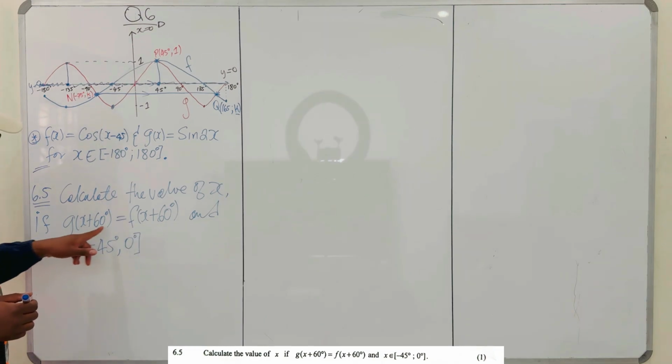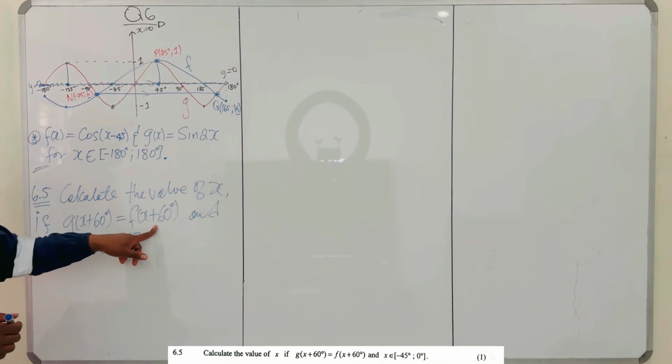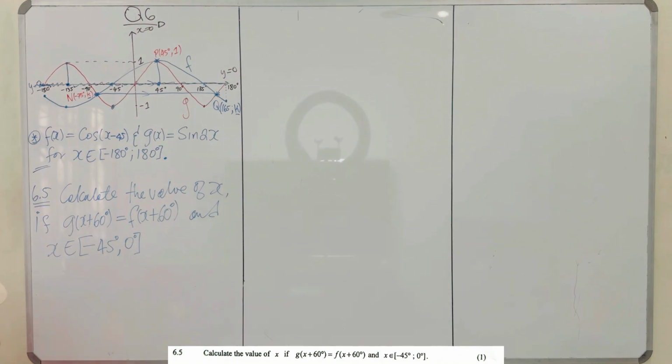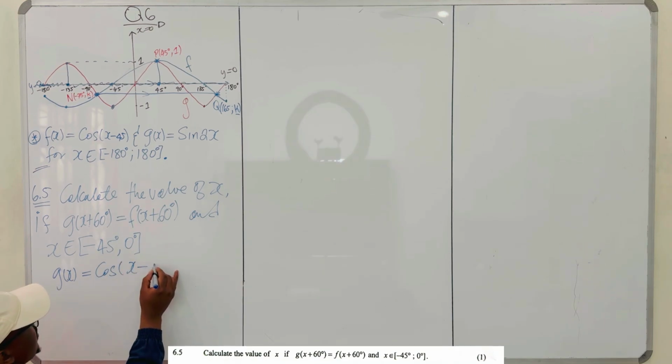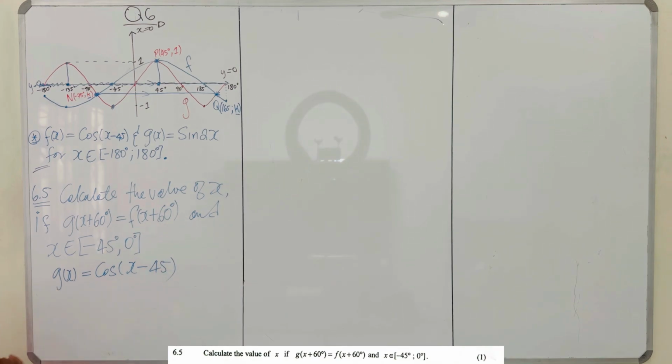So they want the point of intersection of g of x plus 60 degrees and f of x plus 60 degrees. Now, the question is, you had g of x to be equal to what? You're given that g of x was equal to cos x, and you found that your a was 45, right? And then now, you are given this thing here. What is this thing? This is g at x plus 60 degrees.